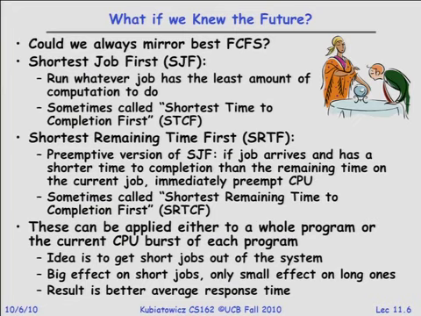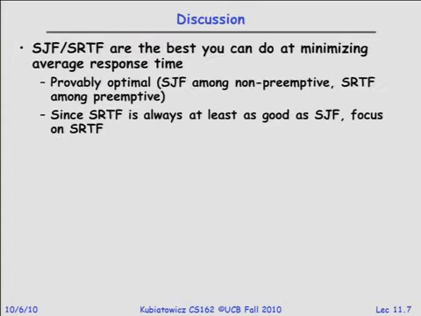Now, the biggest problem with this is we need to predict the future in order to make this work. Okay? Now, one thing that I will tell you is that this is actually the best at minimizing average response time. Okay, so this is provably optimal, and so that's good. Okay, so even if we couldn't predict the future, we can at least use this as a straw man with which to basically judge whether a particular scheduling is good or not. Okay, so that's why we discuss it.